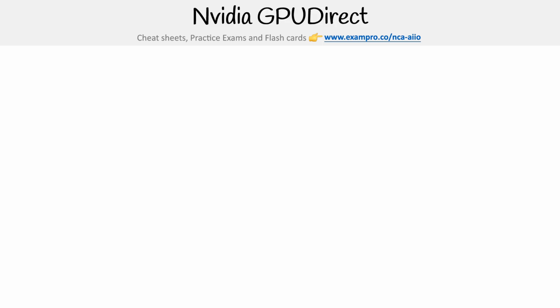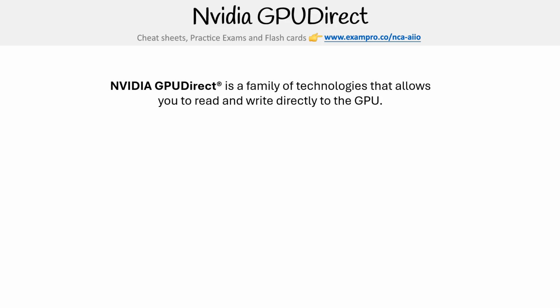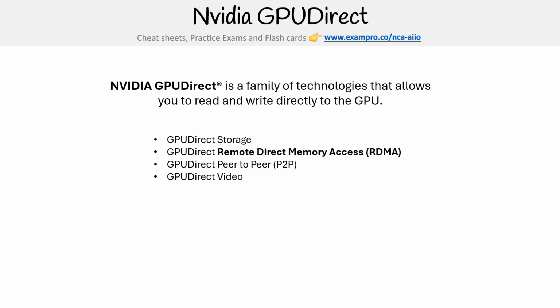All right, let's take a look here at NVIDIA GPUDirect. It is a family of technologies that allow you to read and write directly to the GPU. So you have GPUDirect Storage, GPUDirect Remote Direct Memory Access, so RDMA, and peer-to-peer and video. We're not going to be interested in the last two on the end, but we will be interested in covering GPUDirect RDMA and possibly storage. So again, you just need to know that it's a family of technologies. And then we'll actually jump in and take a look at NVIDIA GPUDirect RDMA, which we absolutely want to know, okay?